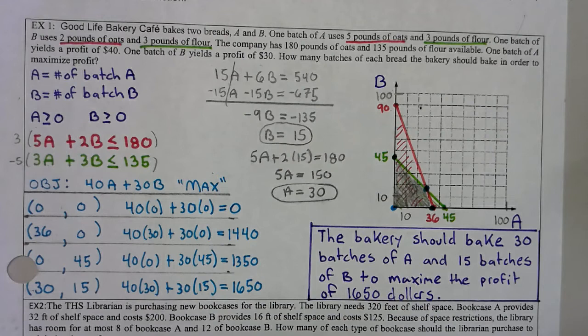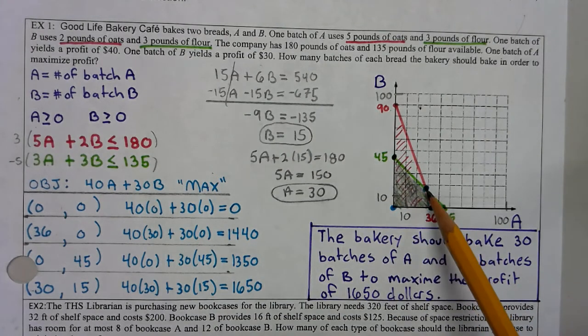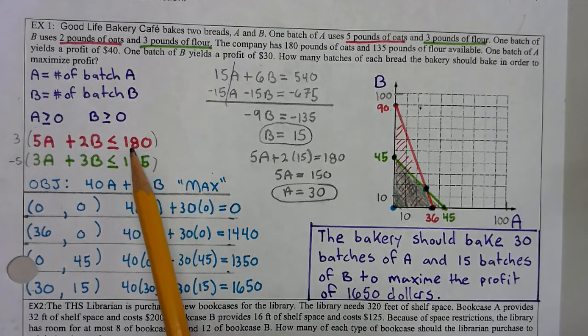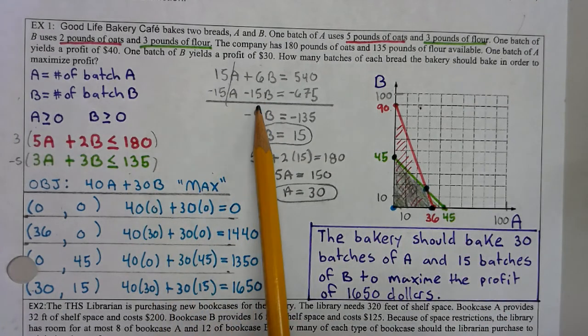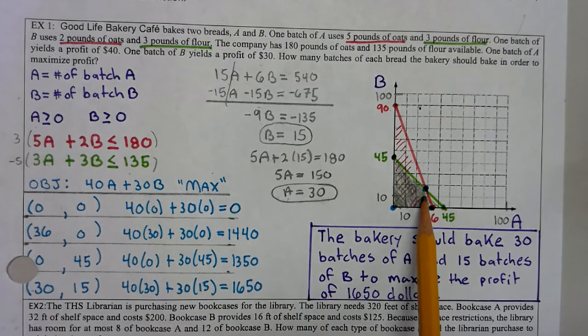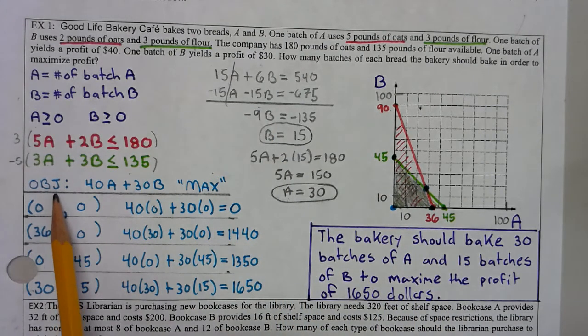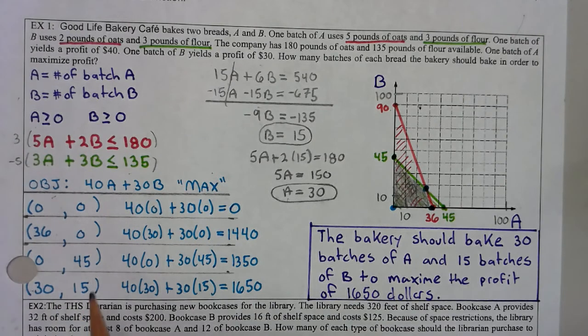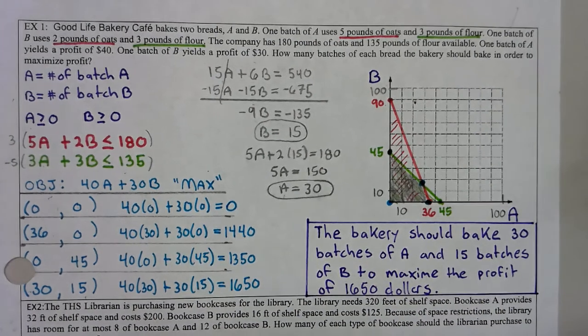Step 4, identify the vertices. And here, these vertices are easy to identify, but this one's not. So you actually have to take these two inequalities and solve for the vertices. Okay. Then you write the objective. Okay. And then you use the vertices and the objective to find the maximum and minimum values, and then you state your conclusion. Okay, that I feel better about walking you through.